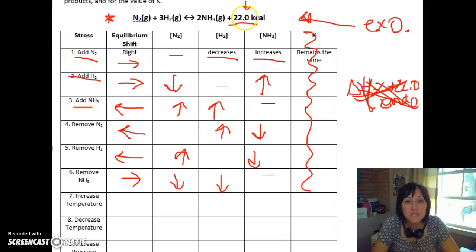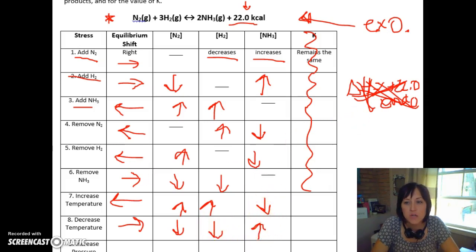So if we increase temperature, we increase the products, we would have a shift towards the reactants, an increase in reactant concentrations and a decrease in product. Decrease the temperature, treat it just like a product. If it decreases a product, we'd shift towards the products. We'd have a decrease in reactants and an increase in products.